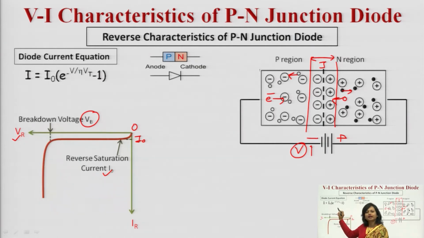So, if you have to write down the diode current equation, you just have to write the minus V, because in the reverse bias the minus sign is included. I is the diode current, I naught is the saturation current, V is the applied voltage, eta is a constant, Vt is the volt equivalent of temperature. All the terms are the same over here. So, this is how you can plot the characteristic curve in the reverse bias. If you join the forward and reverse bias characteristic curves, that gives you the complete characteristic curve of a PN junction diode.